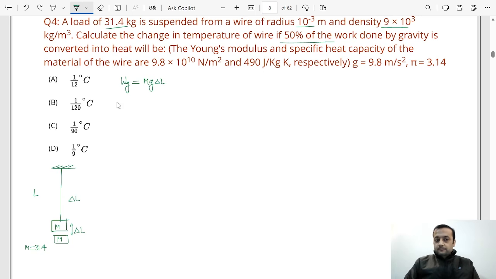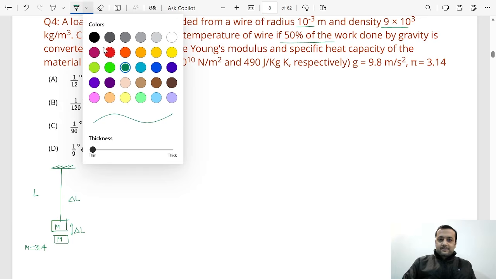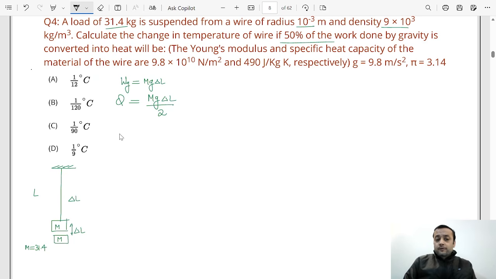Okay, that means if I ask you how much heat has been generated, that is 50% of this. That means mg into delta L upon 2. Okay, mg into delta L upon 2. This is the amount of heat that will be generated. Okay, now how much temperature will rise, that is what we have to calculate. So what will you do?